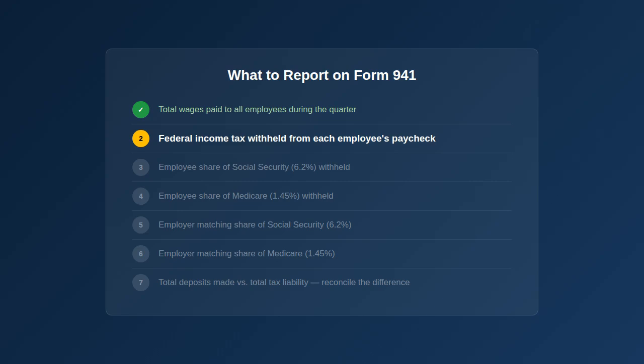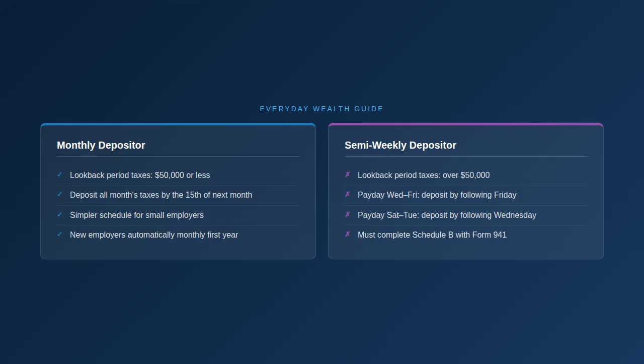Let's talk about the deposit schedule. This is where most small employer mistakes happen. There are 2 deposit schedules, monthly and semi-weekly. Your schedule is determined by looking at a look-back period, the 12 months ending June 30th of the prior year. If your total payroll taxes for that look-back period were $50,000 or less, you're a monthly depositor and you deposit all taxes from each month by the 15th of the following month.